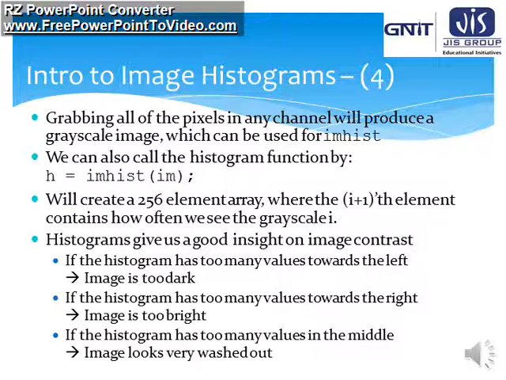Histograms give us good insight into image contrast. If the histogram has too many values towards the left, the image looks too dark. If the histogram has too many values towards the right, the image is too bright. If the histogram has too many values in the middle, the image looks very washed out or faded.